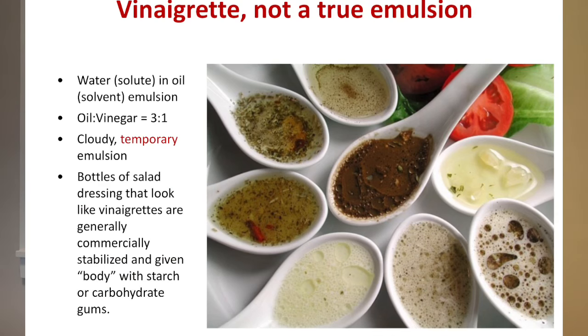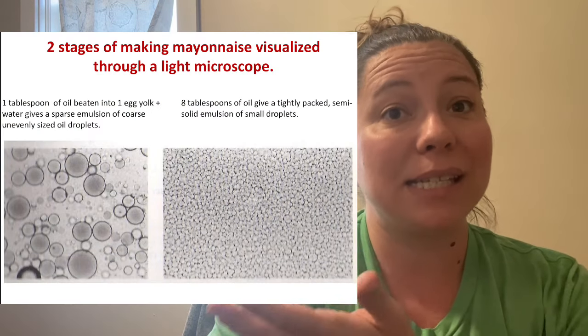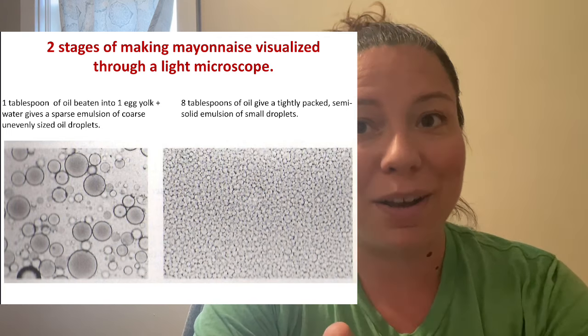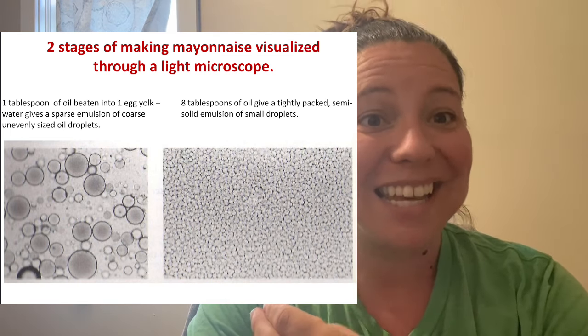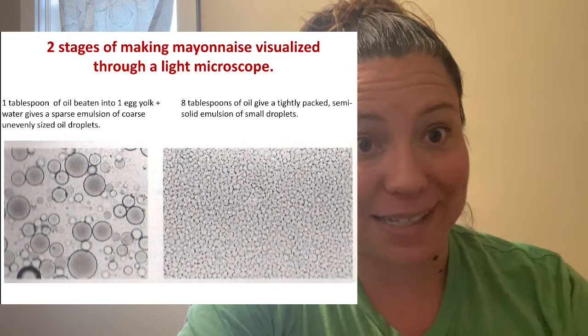Now, anytime you see a bottle of salad dressing that looks like a vinaigrette, unless there's an emulsifier there, they're definitely using a secondary molecular thickener, like some of the gums we discussed earlier, to keep it as a stable solution. And here, I love seeing the stages of making mayonnaise visualized through a light microscope. So you can see as the fat droplets beat up and the emulsifiers surround them, there's a very tightly packed, semi-solid emulsion of small droplets to make that mayonnaise, which has an almost thick, solid consistency to it.